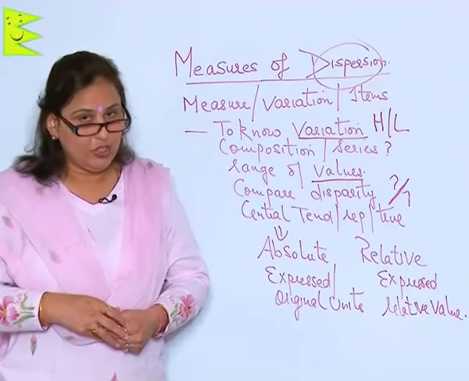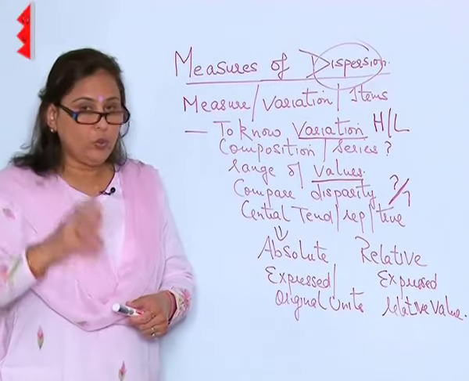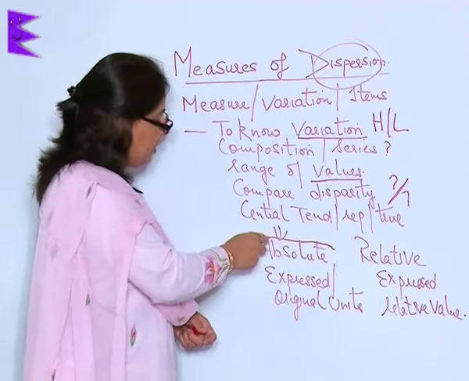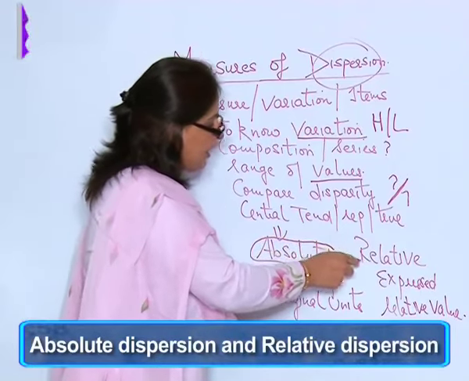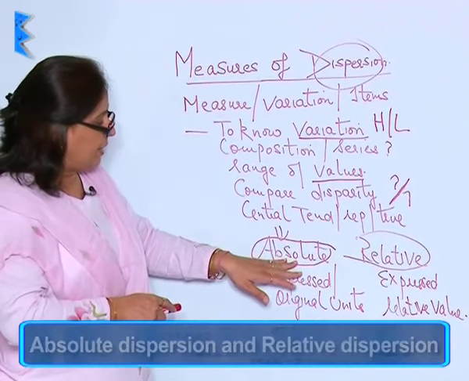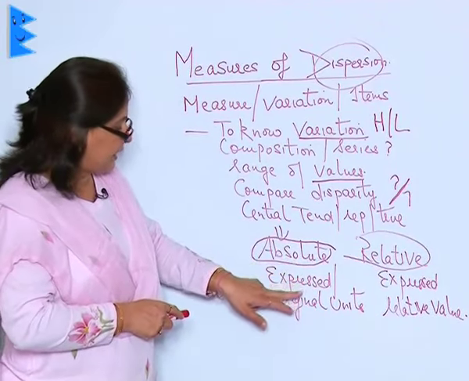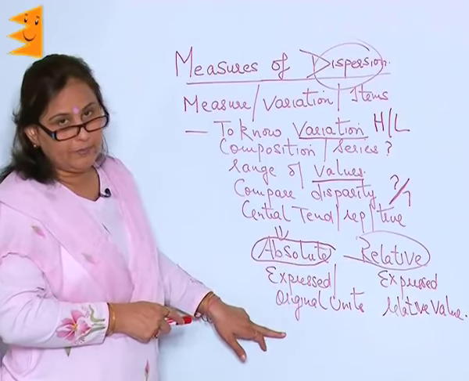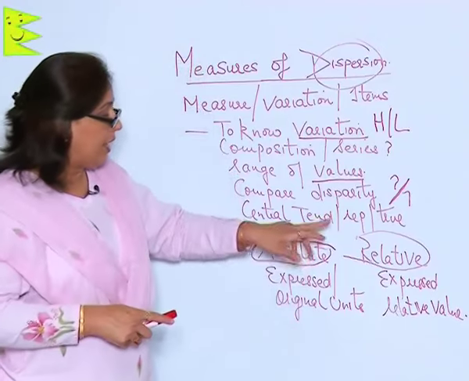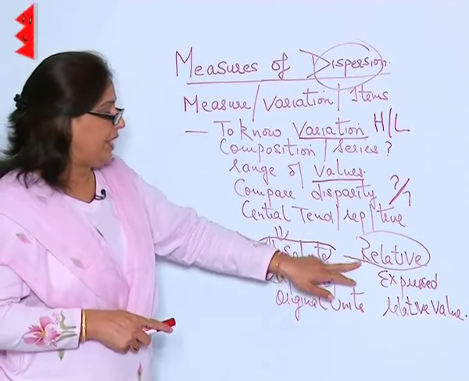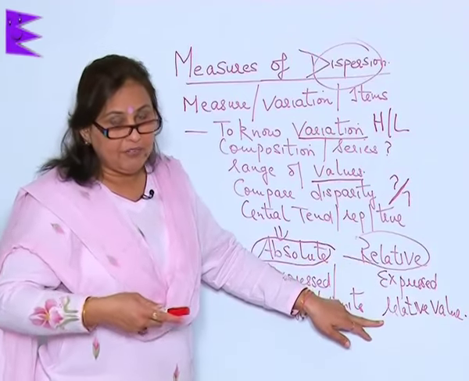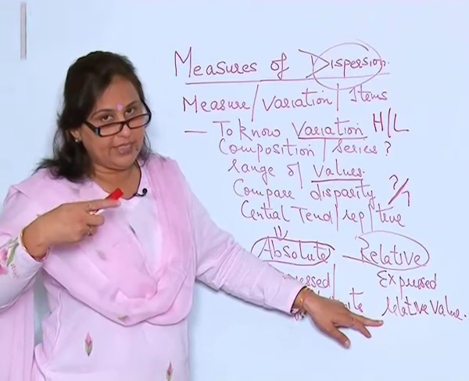When we are studying the measures of dispersion, there are two things that you must know: the absolute dispersion and the relative dispersion. Absolute dispersion is when we express it in the original units, that is 2, 4, 6, 8, 20, 40, 40,000 and so on. But relative dispersion is when it is expressed in relative value, that is, in terms of percentage.